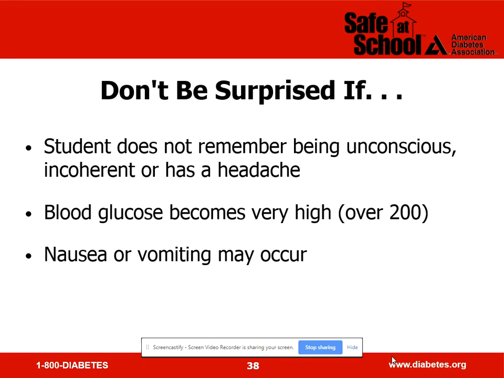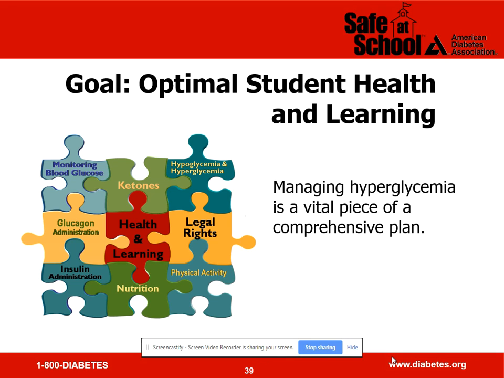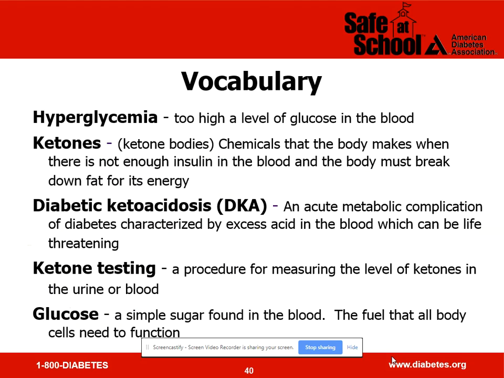Do not be surprised if the student does not remember being unconscious or incoherent, or has a headache. Do not be surprised if blood glucose becomes very high, over 200. And don't be surprised if nausea or vomiting occurs. Managing hypoglycemia is again a vital piece of the comprehensive plan for student learning.